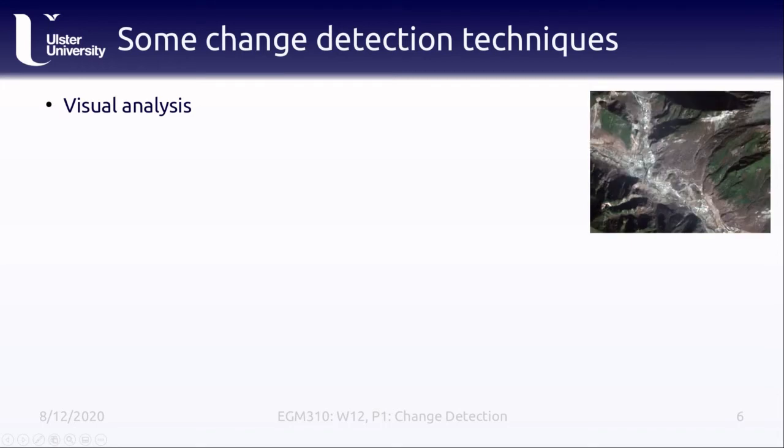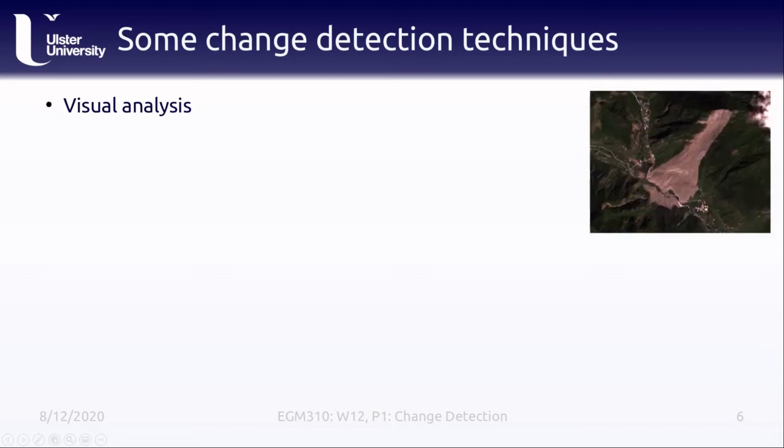This can be viewing two images side by side. We often use visual analysis to help us determine which technique might be most appropriate given the change and the data available. Of course, if we're doing any kind of manual mapping or classification, we might also use this technique on its own, using the techniques of visual interpretation that we discussed last week.